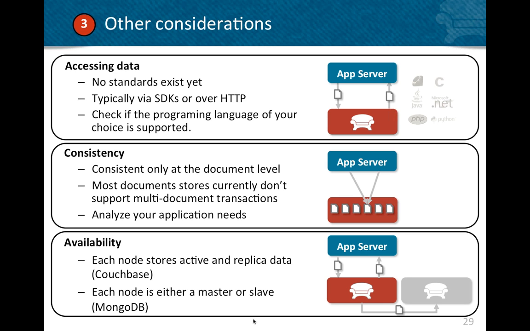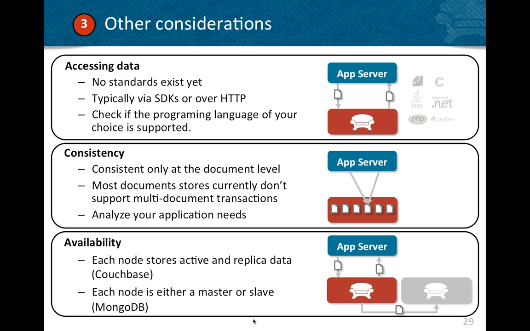Availability. There are different ways of having availability of the system. With Couchbase, every node is identical in the system, and so we have active and replica data on every single node, which means that in case of node failures, the workload is distributed across multiple servers, and there isn't a single server bearing the brunt of a lot more workload.